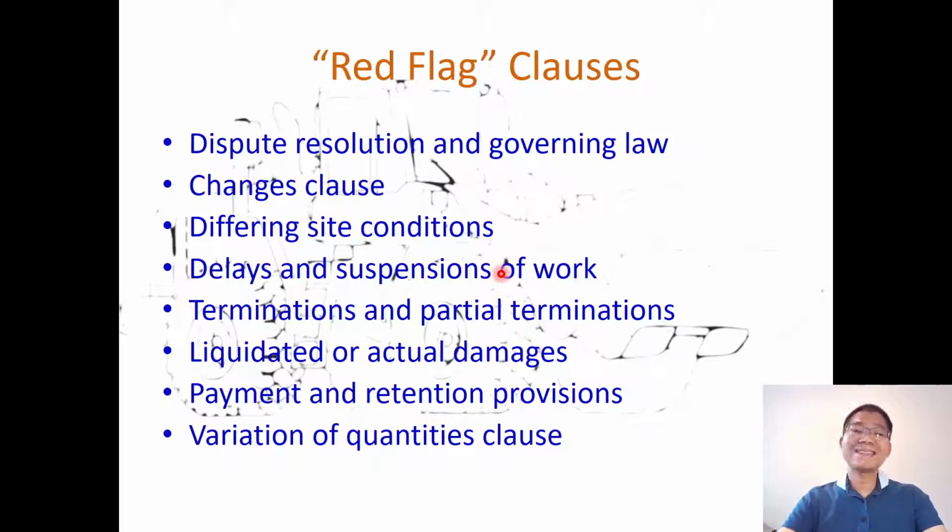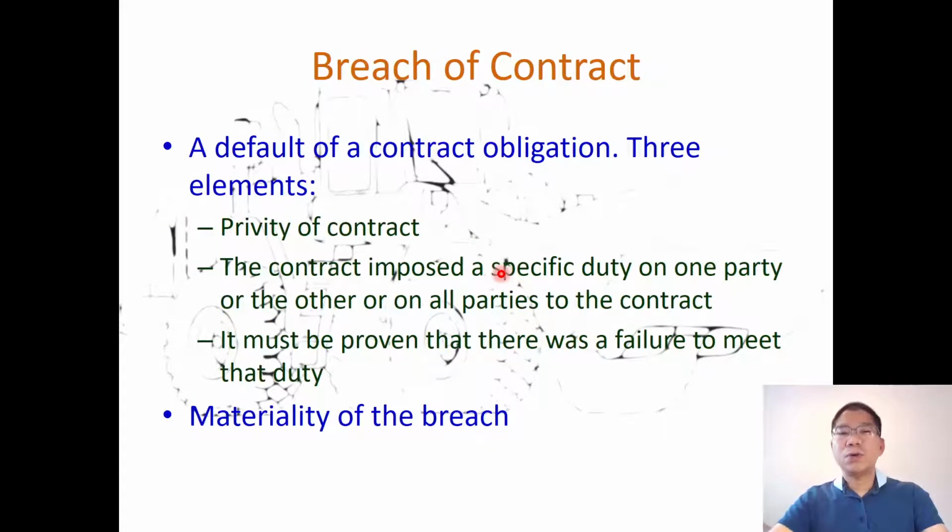Variation of quantities clause. So during the course of the work, both sides may breach the contract. It means non-compliance with what the contract calls for. So that is breach of contract, a default of a contract obligation. There are three elements to be considered for breach of contract. First, you need to have privity of contract. What does that mean?